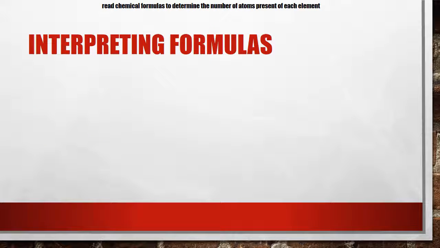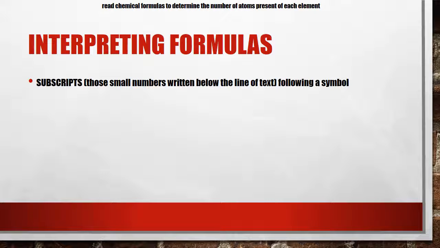So we want to start developing some rules or guidelines for being able to interpret formulas to determine the number of atoms of each element. So here are the things we want to know. First of all, the subscripts, those small numbers written below the line of the text that follow the symbol, indicate the number of atoms present of that element.